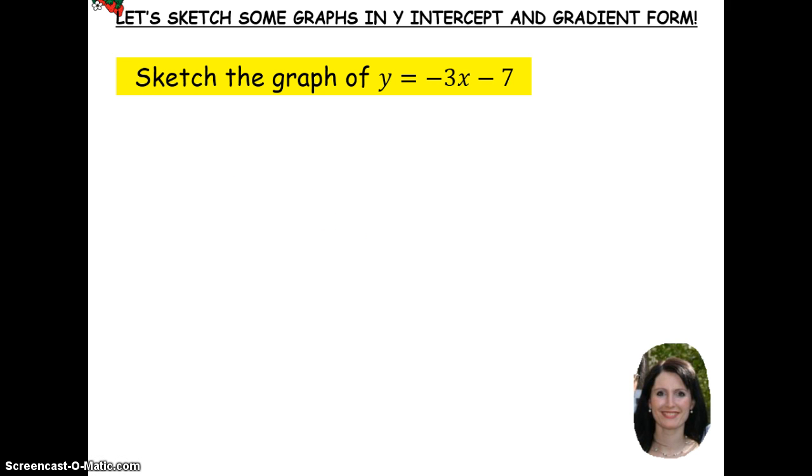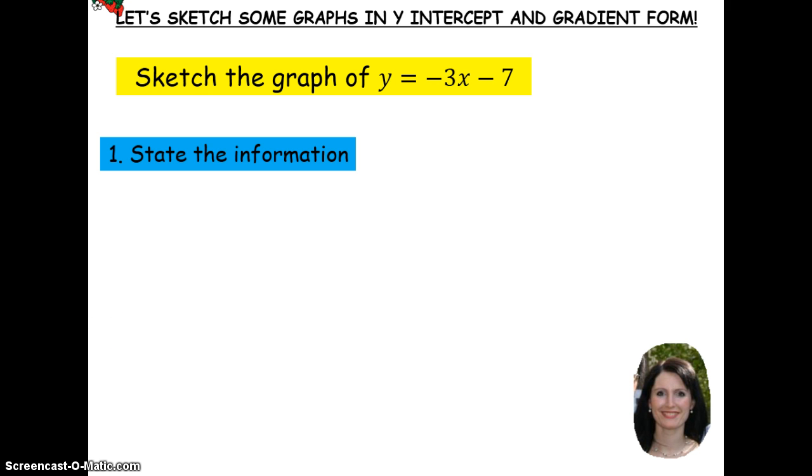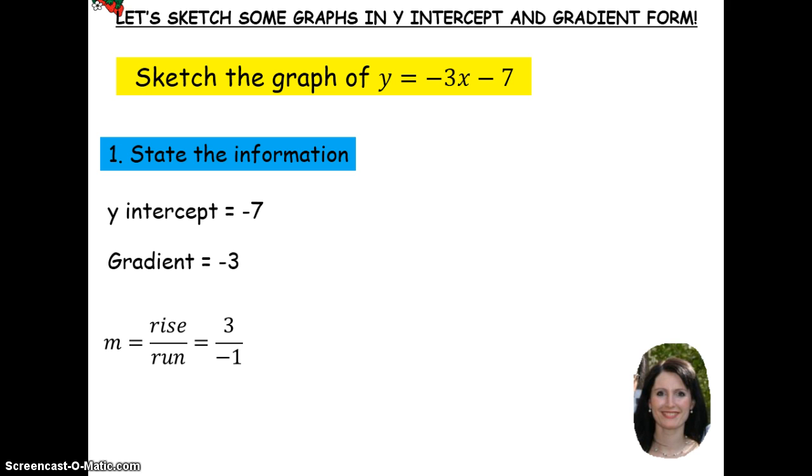Now let's try to sketch the graph of y equals negative 3x minus 7. We want to first state the information. That's the first step. So the y-intercept, or c, is negative 7. The gradient is now negative 3, because where our m is, it's negative 3. Let's state that as a fraction, because then it is in rise over run form. Now, negative 3 is either 3 divided by negative 1 or negative 3 divided by 1.